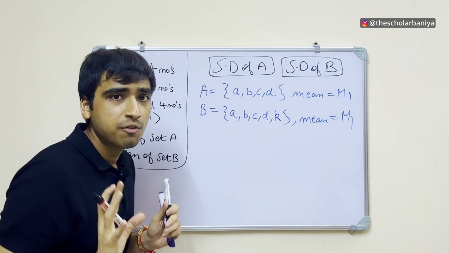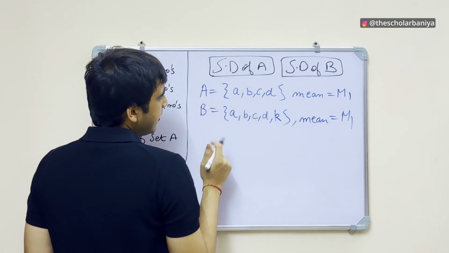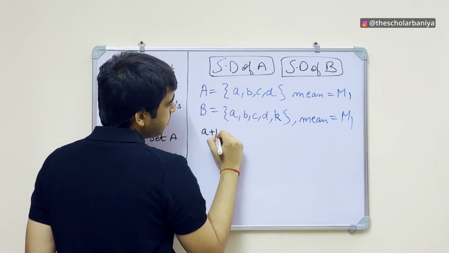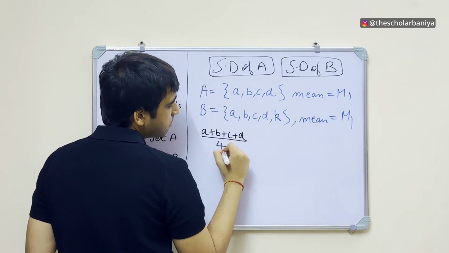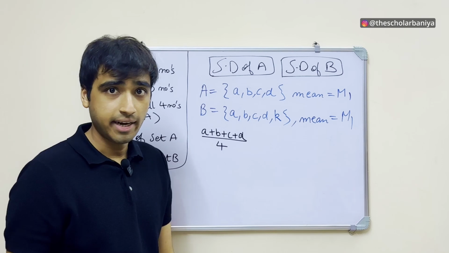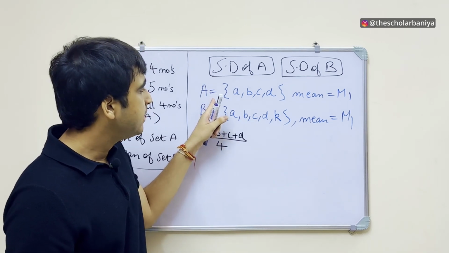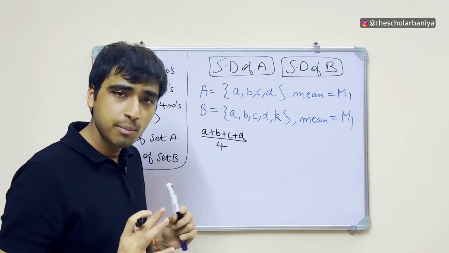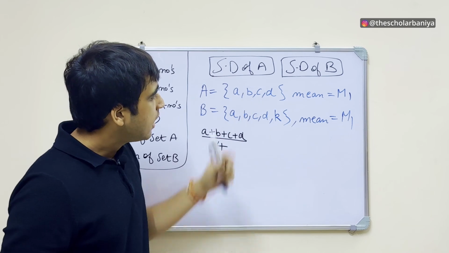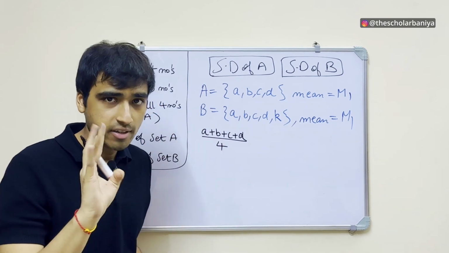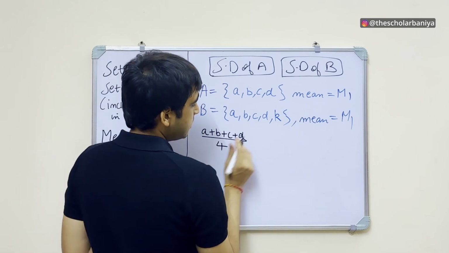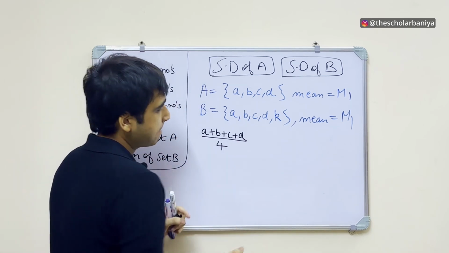What will be the mean of set A? The mean of set A will be a plus b plus c plus d divided by 4, right? So the mean of A will be the sum of all elements upon the total number of elements. So the sum of all elements will be a plus b plus c plus d divided by total 4 elements, right? This will be the mean of set A.